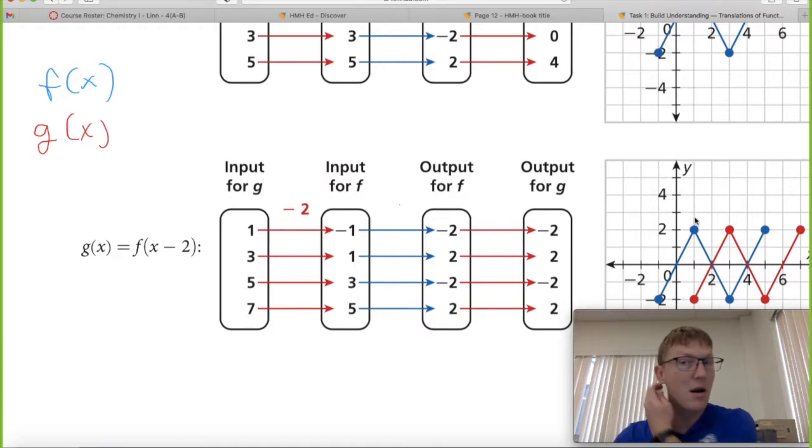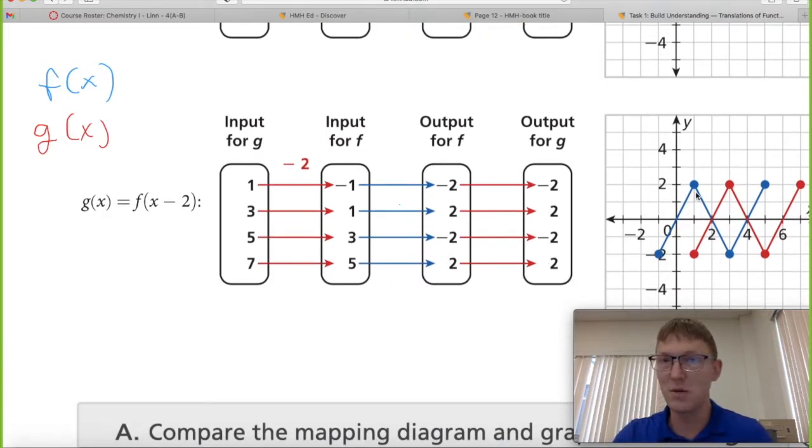Again, our f of x is right here in blue. And again, it doesn't matter what the f of x is, it just matters that it's there and it has some values to it. So when we input for g, x equals 1, and then for f, in order to get the same thing, we'd have to change the input for f to be 2 less. So we'd have to do -1. And in that case, we would get our outputs -2, -2.